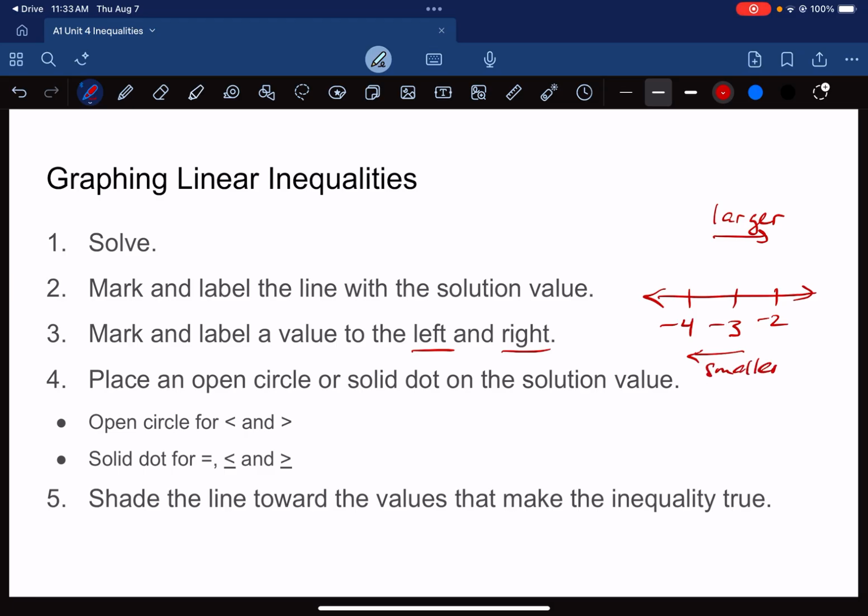So with negatives, you got to be careful. You got to think about those when you put them on there, which way those numbers are going to go. Then you're going to place an open circle or a solid dot. So open circle for greater than or less than, and then a solid dot for equal to. And then you're going to shade the line toward the values that make the inequality true.